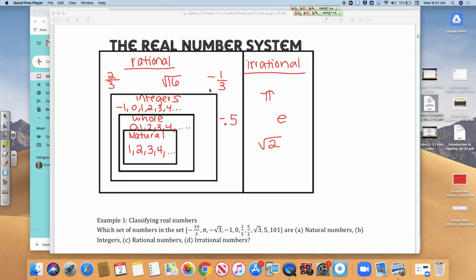What we're going to do next is we're going to be classifying these types of numbers, and we're going to see if they're natural, rational, integers, or irrational.